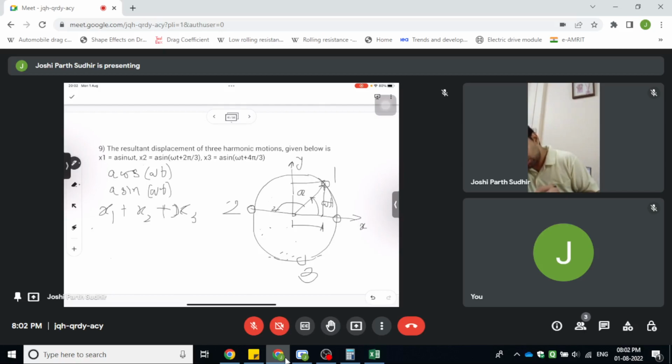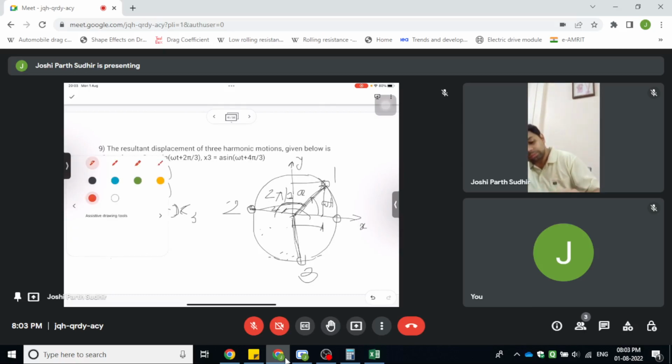Which therefore, if we consider an additional angle of 2 pi by 3 made with this radius, this entire angle will be omega t plus 2 pi by 3. So now if we project the motion of this particle onto the y-axis, it will again be a sin omega t plus 2 pi by 3. And similarly, if we consider another third particle which makes an angle 4 pi by 3 with this radius, let us say that this angle is 4 pi by 3.